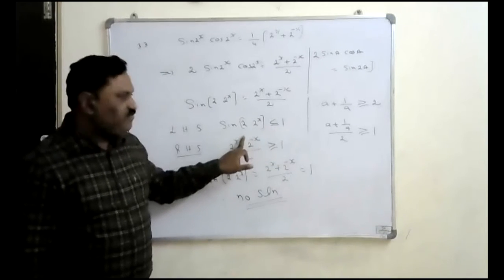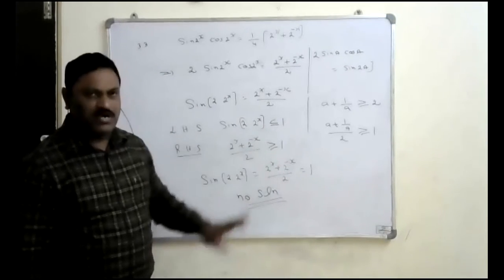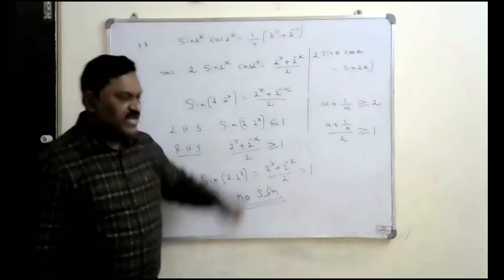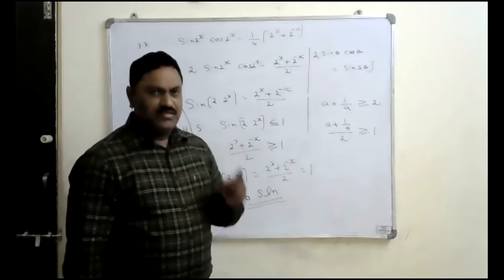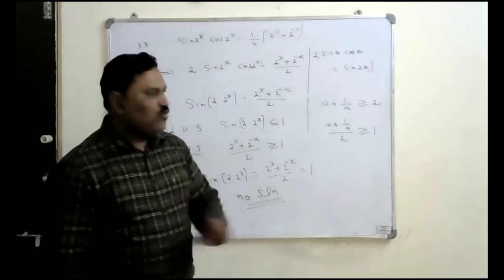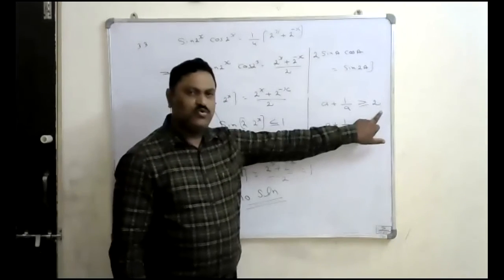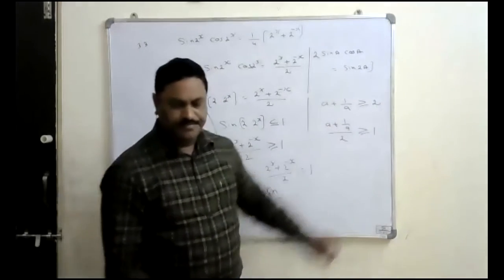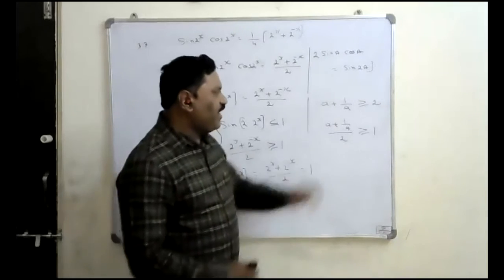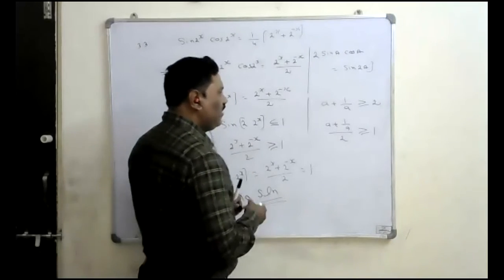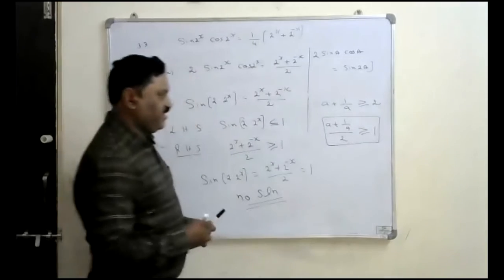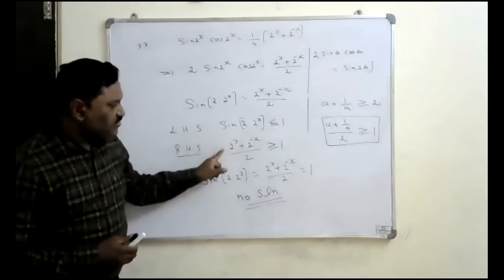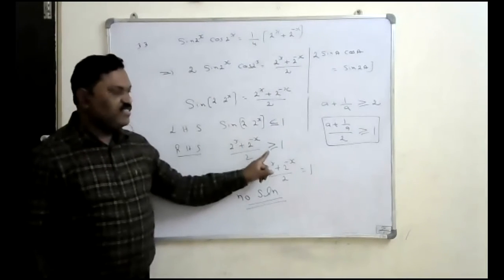That's why sine of this function is less than or equal to 1. And if you observe the RHS side, for any positive value, the sum of that number and its reciprocal is always greater than or equal to 2. This is the result we have to remember. We divide it by 2, then (a plus 1 by a) by 2 is greater than or equal to 1. So exactly this RHS side is of that format, this is greater than or equal to 1.